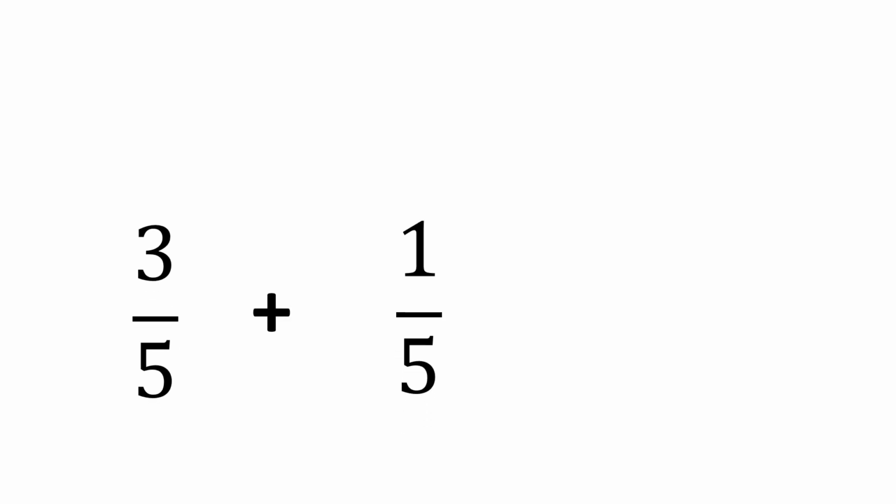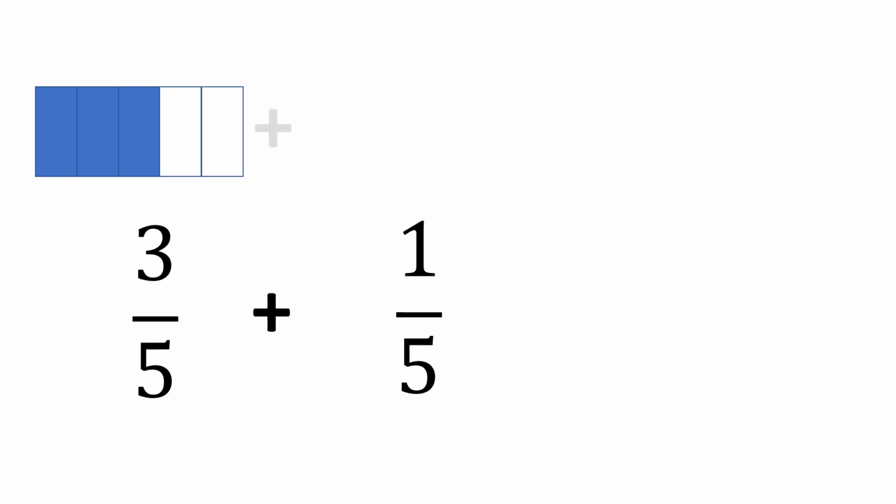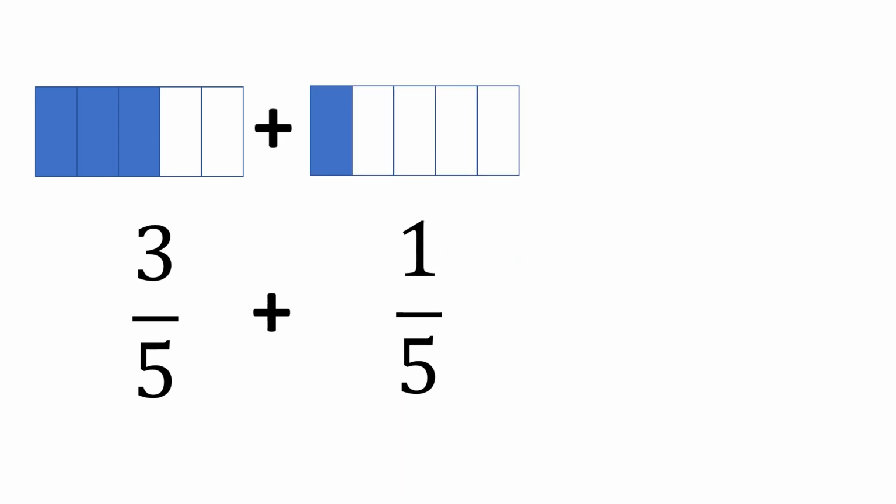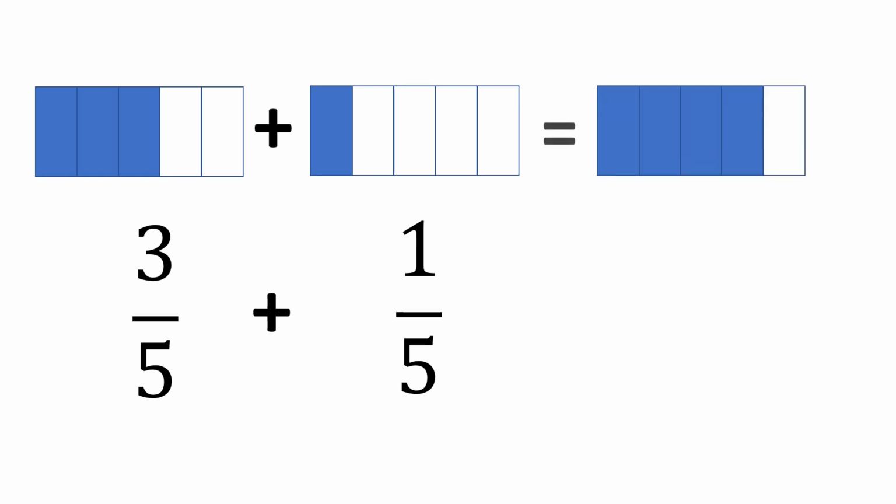Another example, 3/5 plus 1/5. So this is how it looks for 3/5, 3 shaded parts out of 5, plus 1/5, 1 shaded part out of 5 parts, equals 4 shaded parts out of 5, or 4/5. So we will expect an answer of 4/5 if we solve this. So copy the denominator, 5, and the numerator is 3 plus 1, that is 4. 4/5, that's the final answer.